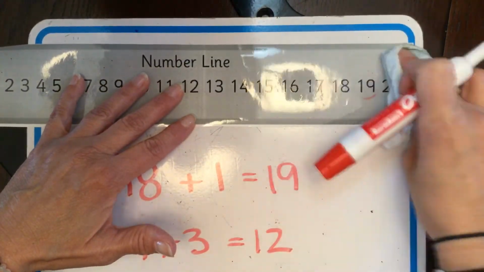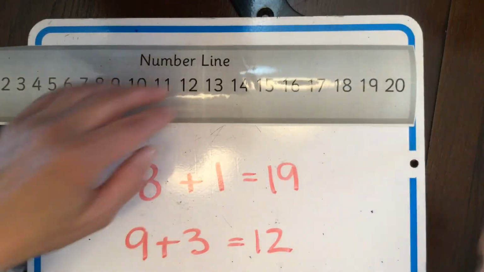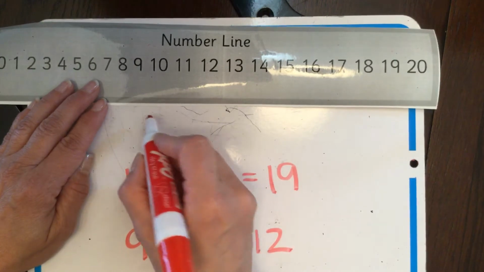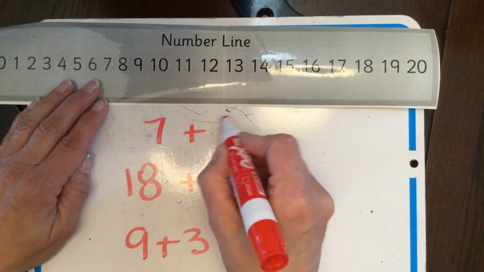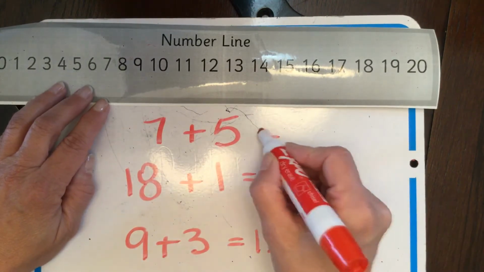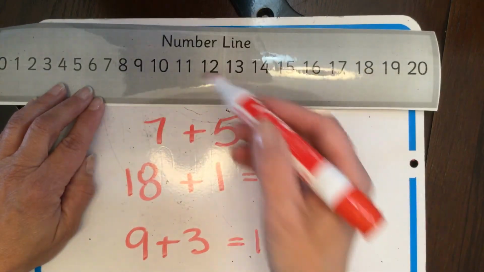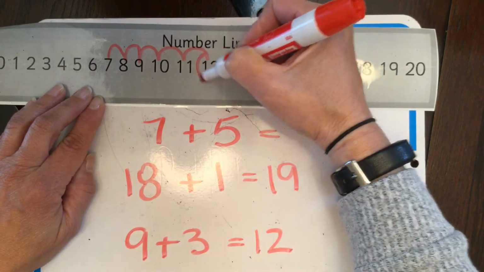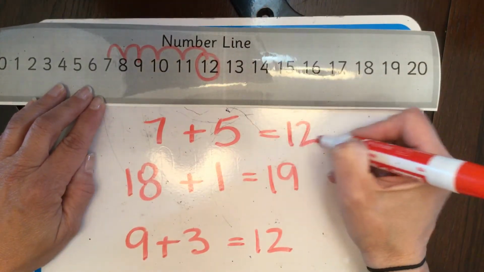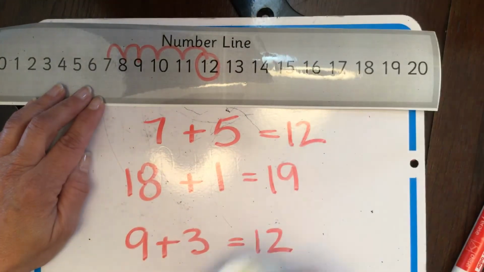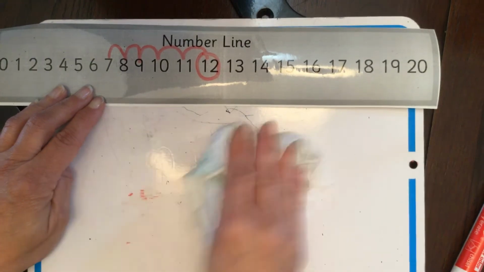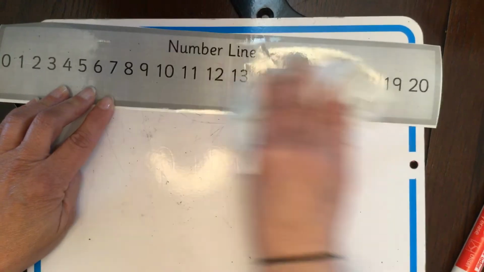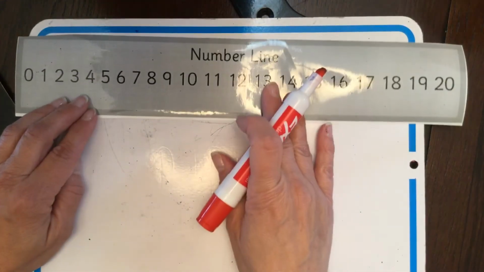You can bounce with your finger and come to the answer, or you can write right on your number line like I am. Let's say my question is 7 plus 5. Then I'm going to start at 7, and I'm going to make 5 bounces. So 1, 2, 3, 4, 5, and my answer again is 12. When I'm adding, I bounce forward, and when I'm subtracting, I'm going to bounce backwards. So let's use our number line to do some subtraction questions.